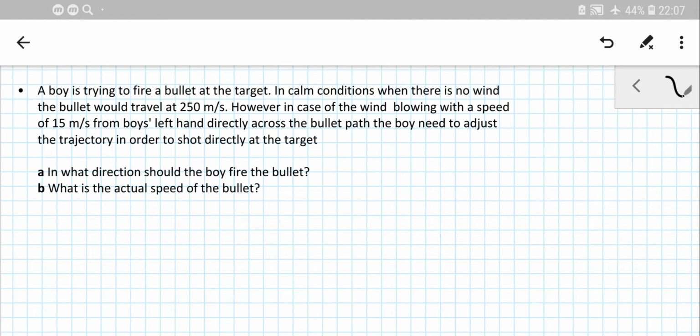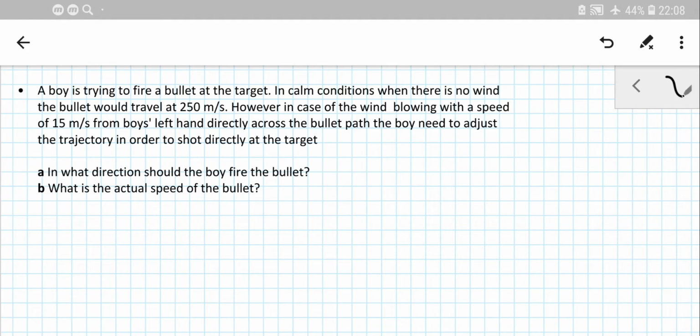However, in case of the wind blowing with a speed of 15 meters per second, that's pretty strong, from the boy's left hand, the wind blows directly across the bullet path. So if the bullet goes to the north, the wind blows from the west, basically perpendicular to the north direction. So the boy needs to adjust the trajectory in order to shoot directly at the target.